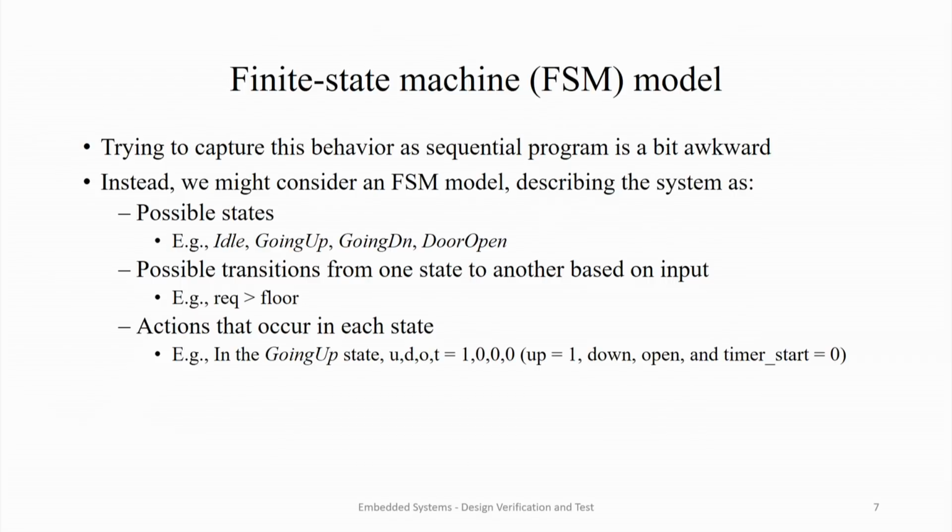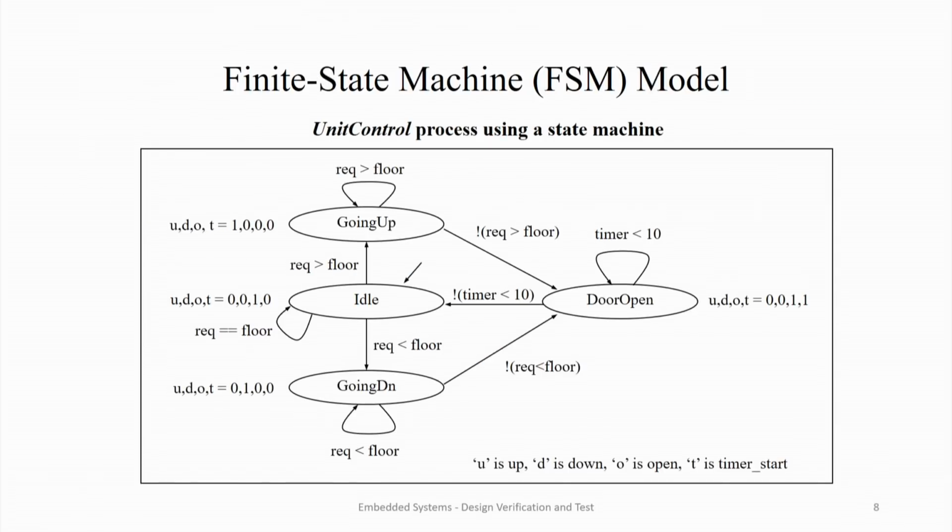Corresponding to each state you also have actions. For example, in the going up state, the up control output has to be 1, the down control output has to be 0, the O control output, which is the door open, has to be 0, and the timer is also 0. Why we require the timer? We are just coming to that. So, using this we can specify an FSM like this.